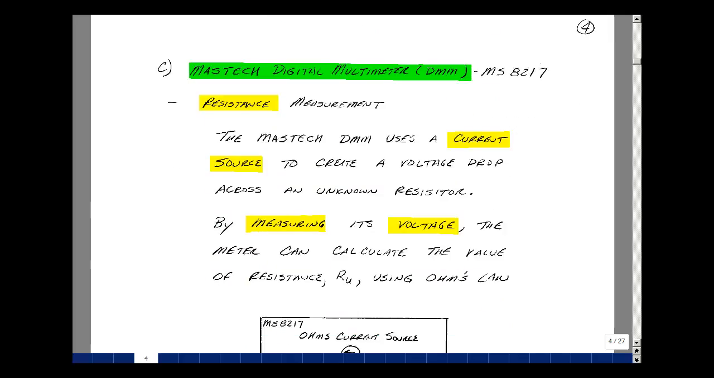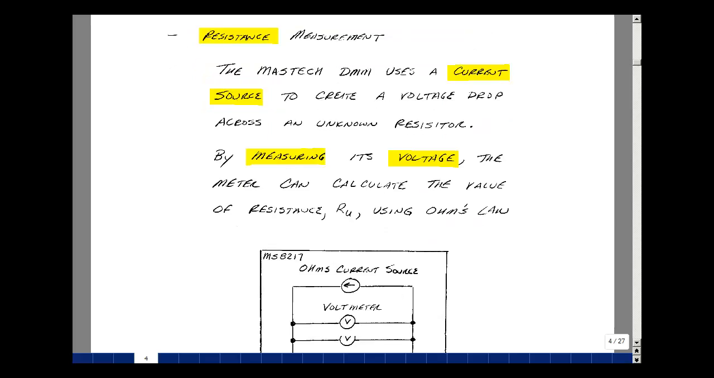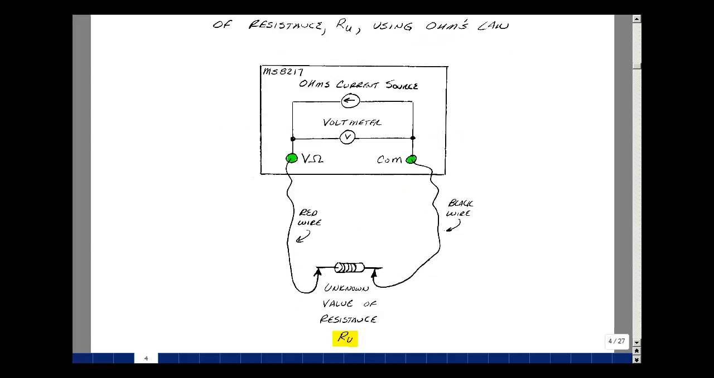In our lab, we're going to use a Mastech digital multimeter, in particular model MS8217. We're going to measure several things with this meter, but one of which is going to be resistance. And the way the meter works is that it sets up a current source to create a voltage drop across an unknown resistance. And by measuring the voltage across that resistance, we can calculate the unknown. Here's a pictorial description of what's happening.